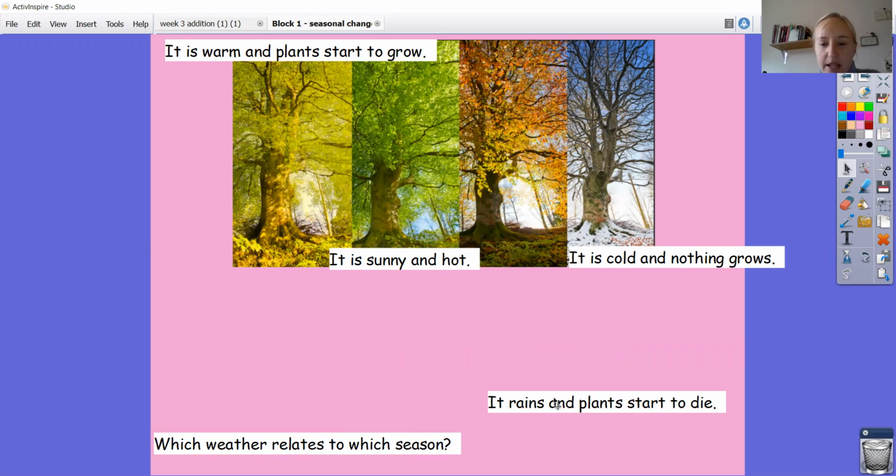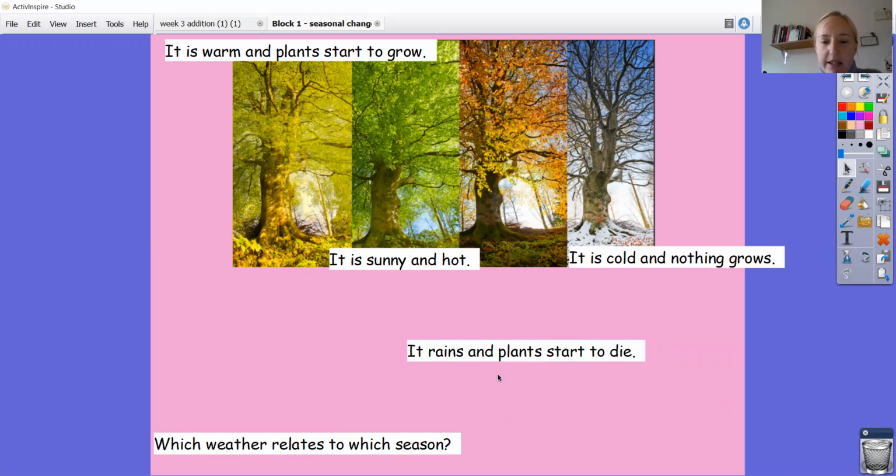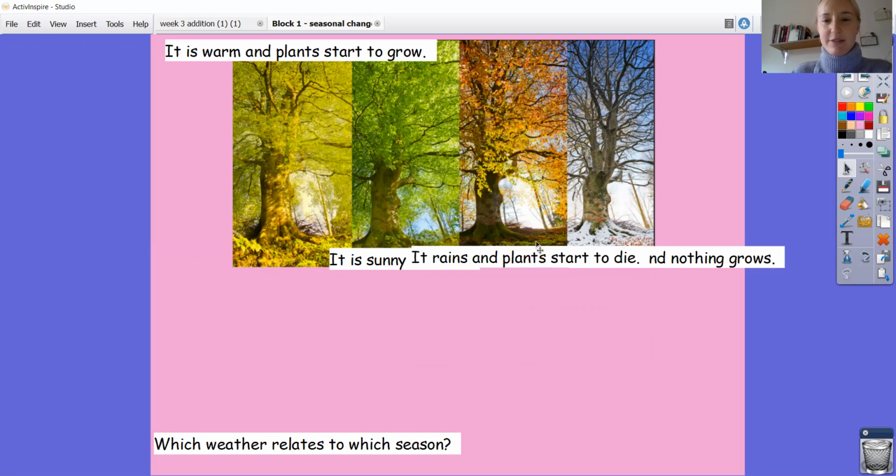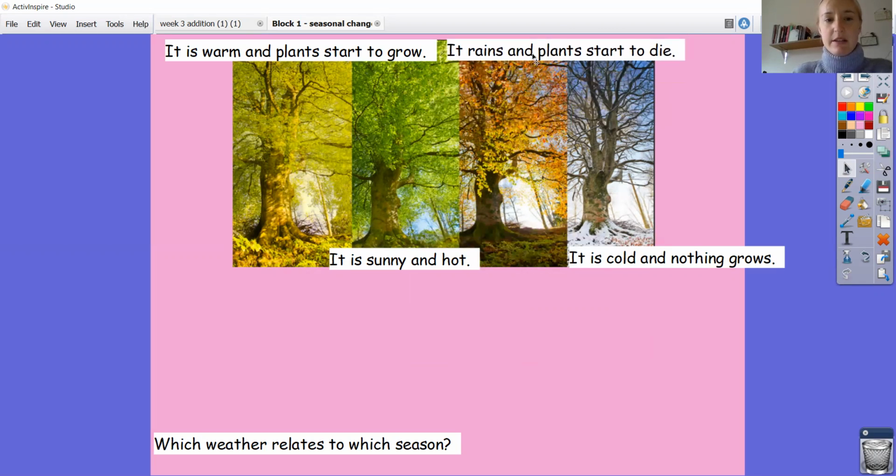And then my last one here, it says it rains and plants start to die. Okay, so it rains and plants start to die. So which season is that? Well done, it is autumn. Okay, so we said in spring it's warm and plants are starting to grow. In summer it's sunny and hot. In autumn it's raining and plants are starting to die. And in winter it's cold and nothing is growing.